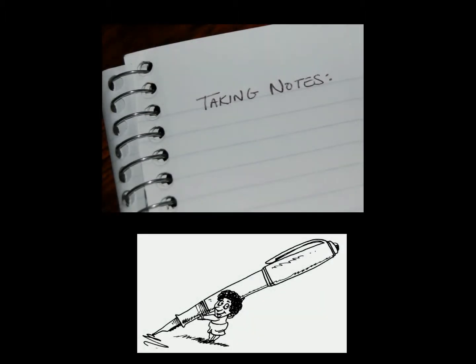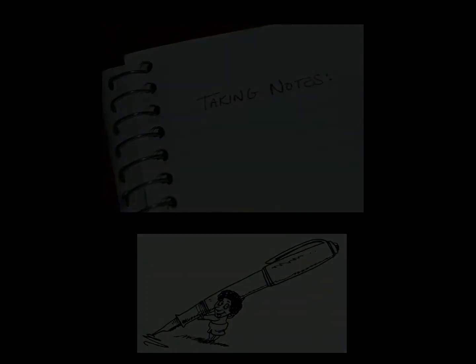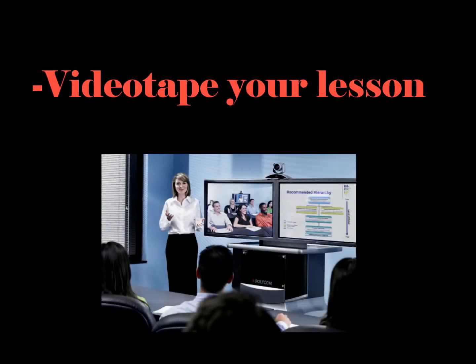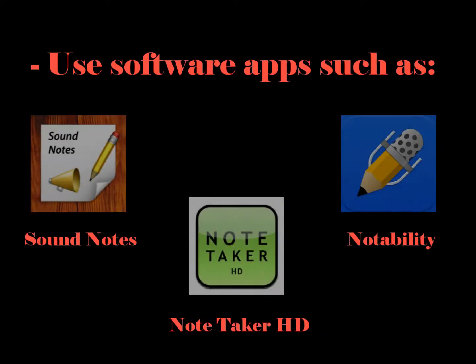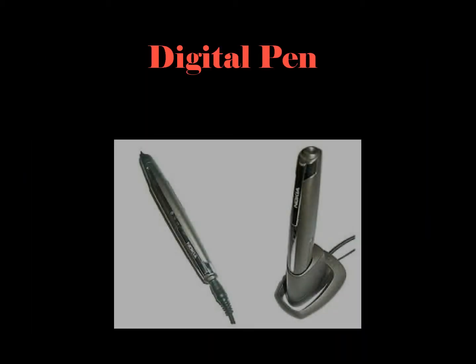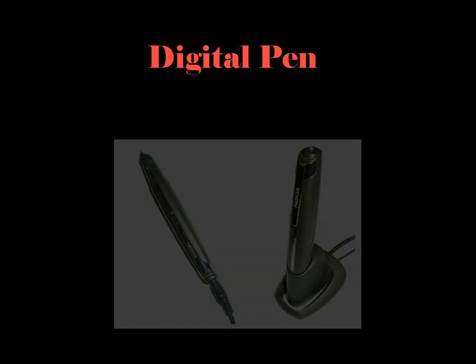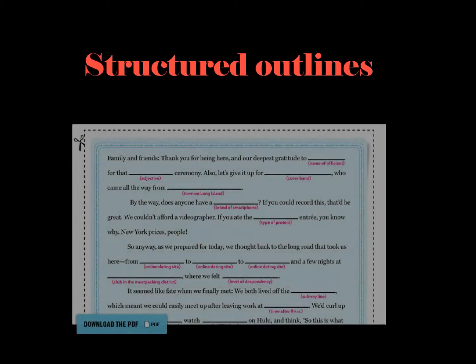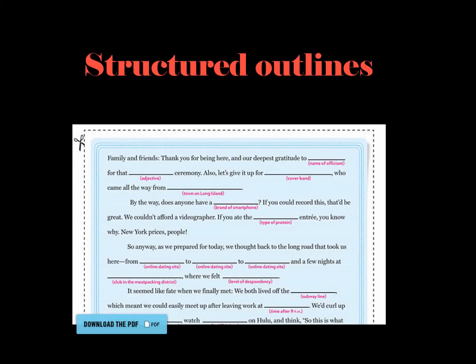Note-taking can be very difficult and frustrating for students with ADHD. Ways to help with this would be to videotape your lesson so that the student can go back and watch as often as needed, using software apps such as SoundNote, NoteTaker HD, and Notability. Digital pens capture the handwriting or brush strokes of the user. It then converts the handwritten analog information into digital data, enabling the data to be utilized in various applications. Finally, you can provide a structured outline and have the students fill in the blanks.